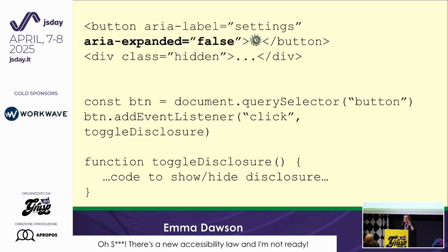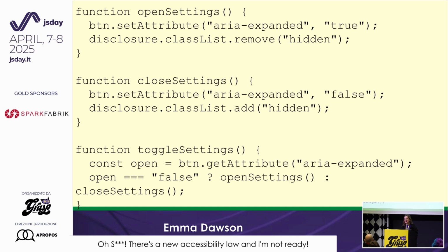And then we're going to add to the actual button. Some people make the mistake of thinking they're going to add this to the disclosure itself because it feels more logical. But to the button, we're going to add aria-expanded equals false. And that is going to be what we toggle with JavaScript as well to give feedback to a screen reader user. Then in our open settings and close settings functions, we literally just set aria-expanded to true and remove the hidden attribute, or we set it to false and add the hidden attribute back in. And then we toggle backwards and forwards depending on which one is true or false.